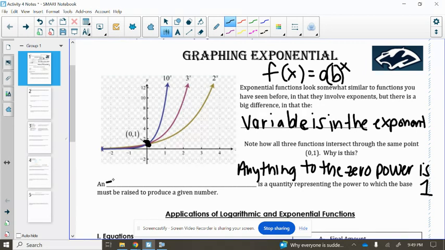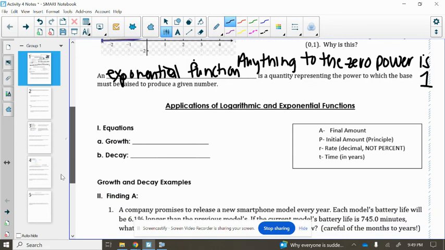And again, our exponential function is a quantity representing the power to which the base must be raised. And again, that's what we see in this graph here. Okay, now our applications then can vary, but oftentimes we use the most basic way with growth and decay problems.